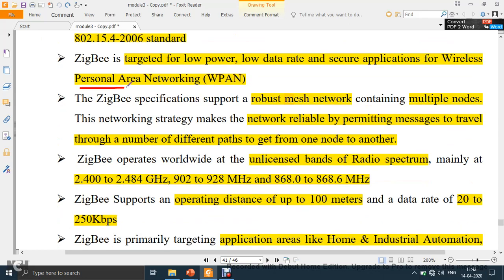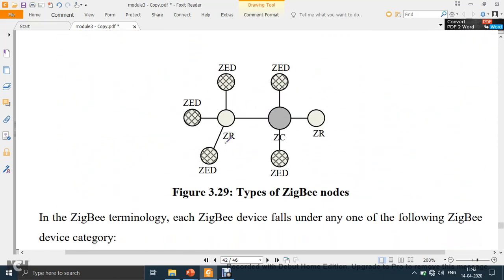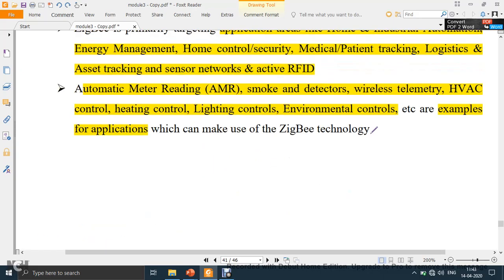It is used for personal area networks, wireless personal area networks. In this there will be a mesh. Mesh means the devices are interconnected with each other, and whatever data you want to send will go through every device. I'll show the diagram here. Can you see the diagram? Now suppose you want to send the data from one ZED to another ZED, it has to go through this ZC and then it will go to the other ZED. That is what we mean by mesh.